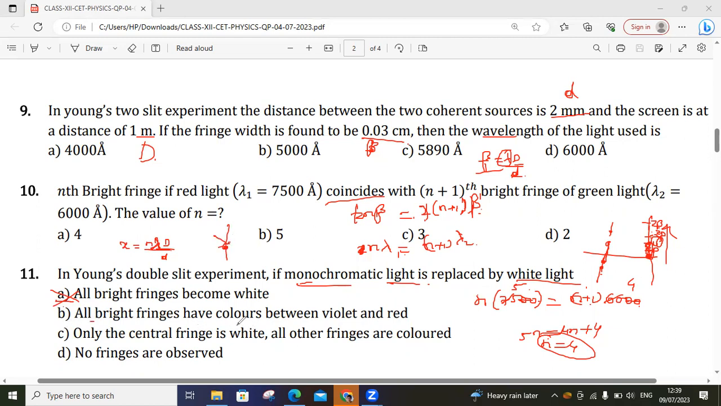All bright fringes have colors between violet and red. Yeah, this can be correct. All bright fringes will have it. So here red will come, then blue, like that. VIBGYOR will come because it depends on lambda. So if lambda is less, its position will be less. Like that, all others will come. Only the central fringe is white. All other fringes are colored.